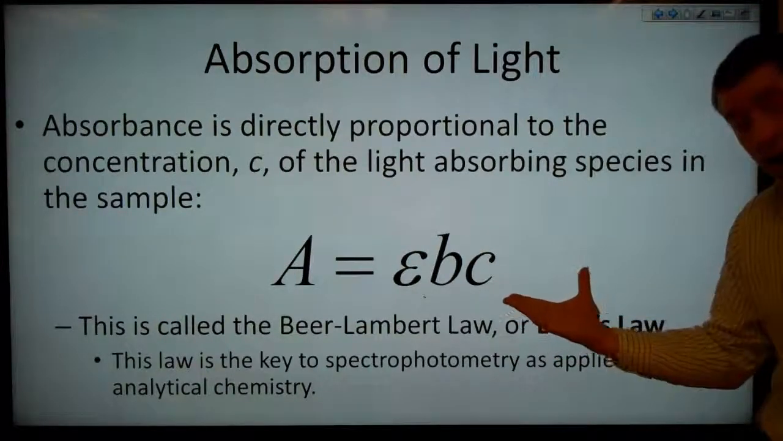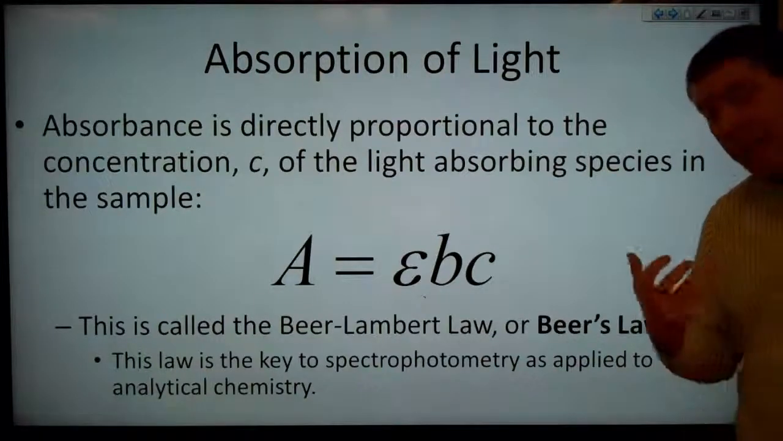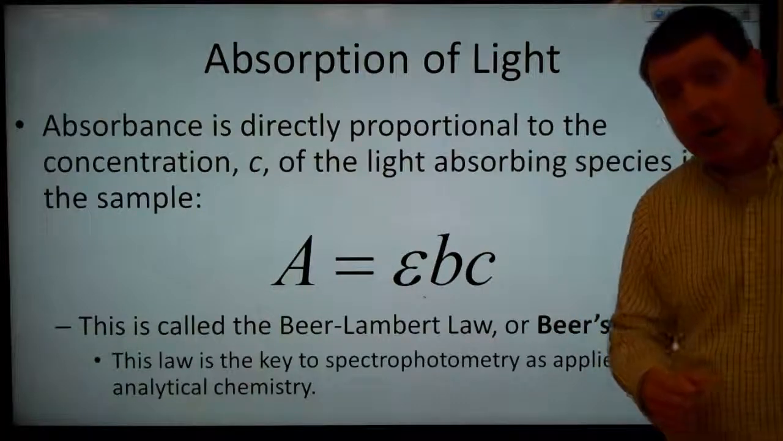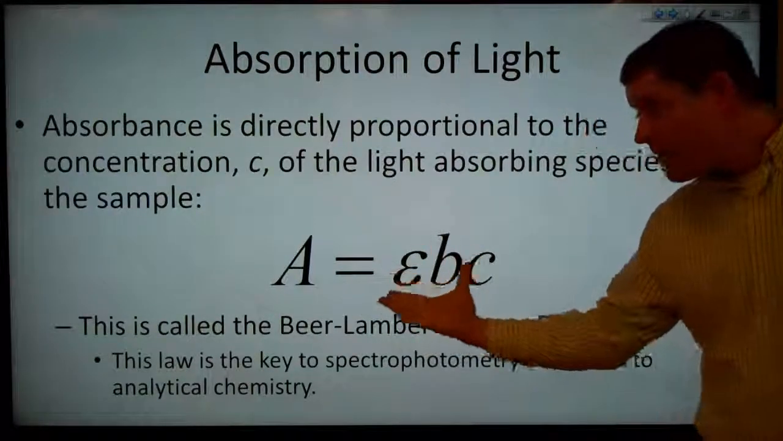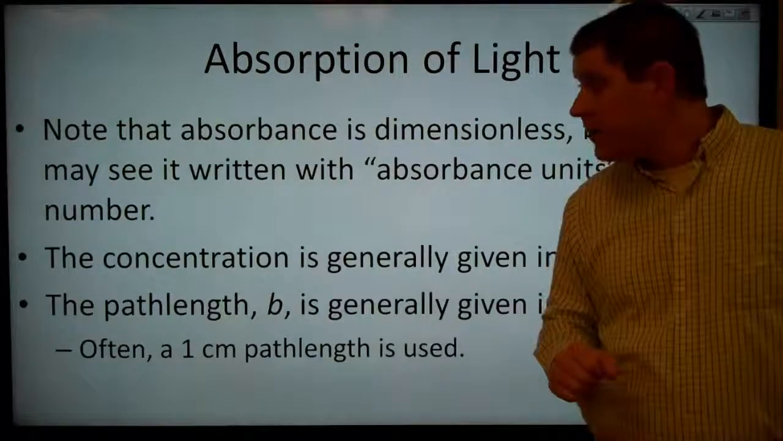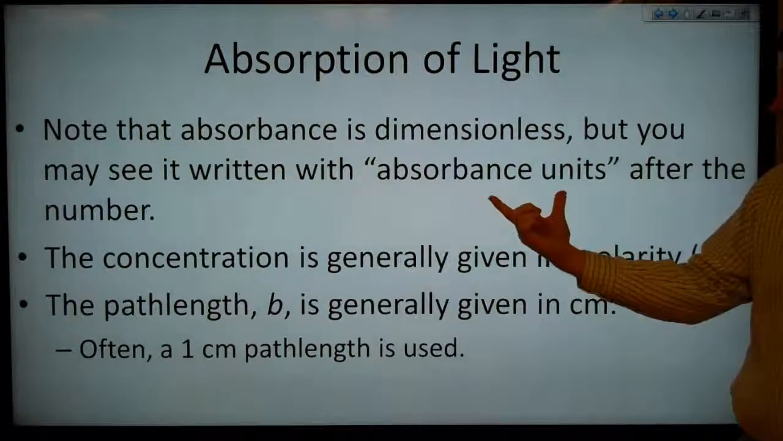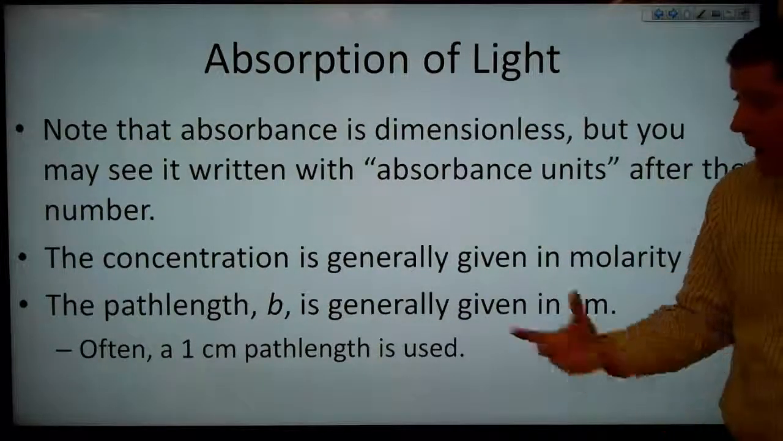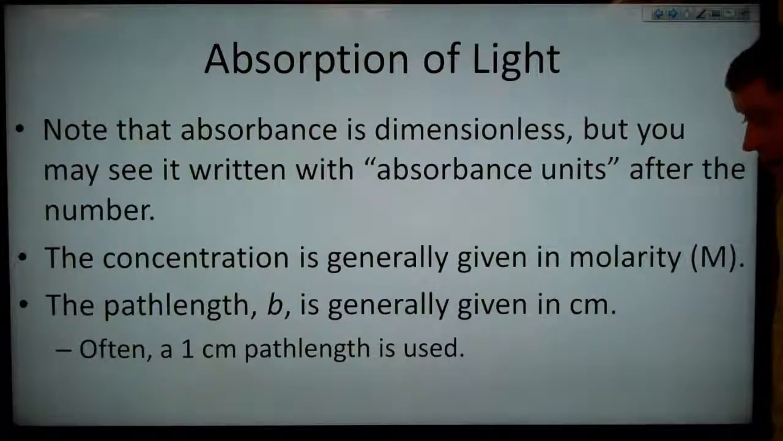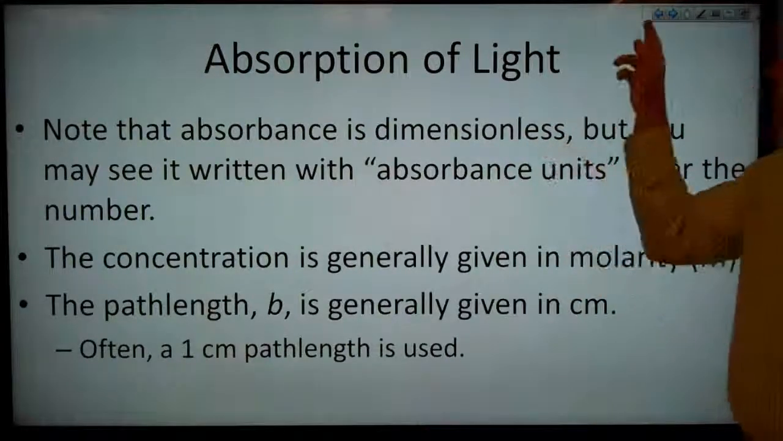So this law, the Beer-Lambert law, or Beer's law, is the key to spectrophotometry as applied to analytical chemistry, because we're interested in finding concentrations of our analyte, and we have to have Beer's law apply in order to be determining the concentration. So know that absorbance then is dimensionless, but you might see it written with absorbance units after the number, and the concentration is generally given in molarity. The path length B is generally given in centimeters, and usually the path length is 1 centimeter, although you could have other cuvettes as well.